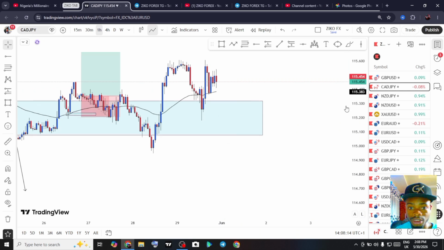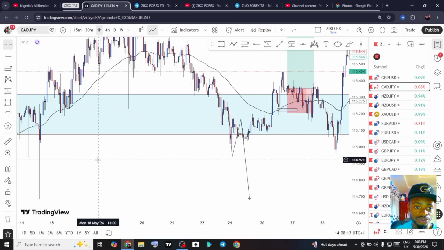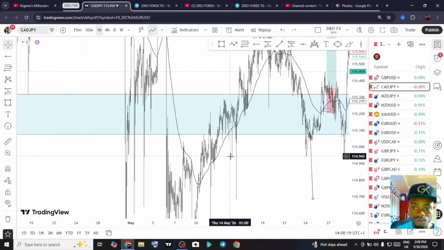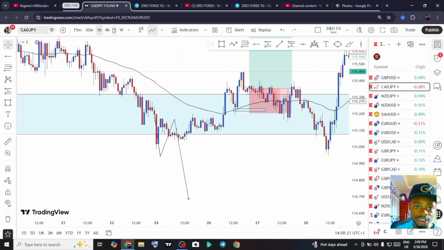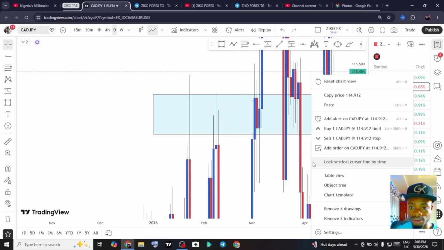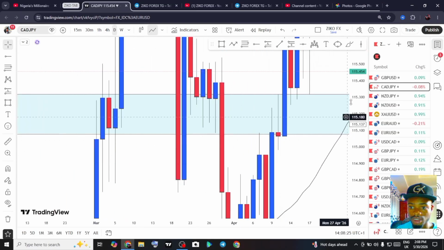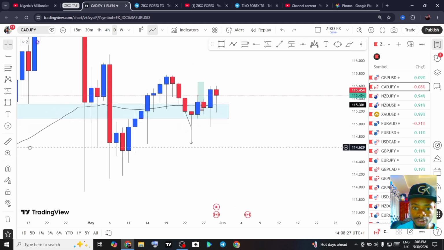So last week, this is one of the trades I lost, right? CAD JPY. As you can see, we had a very strong area of interest. The daily time frame, by the way, if you notice, let me show you guys. The daily time frame came back to the area of interest, had a doji, and had a very strong engulfing.